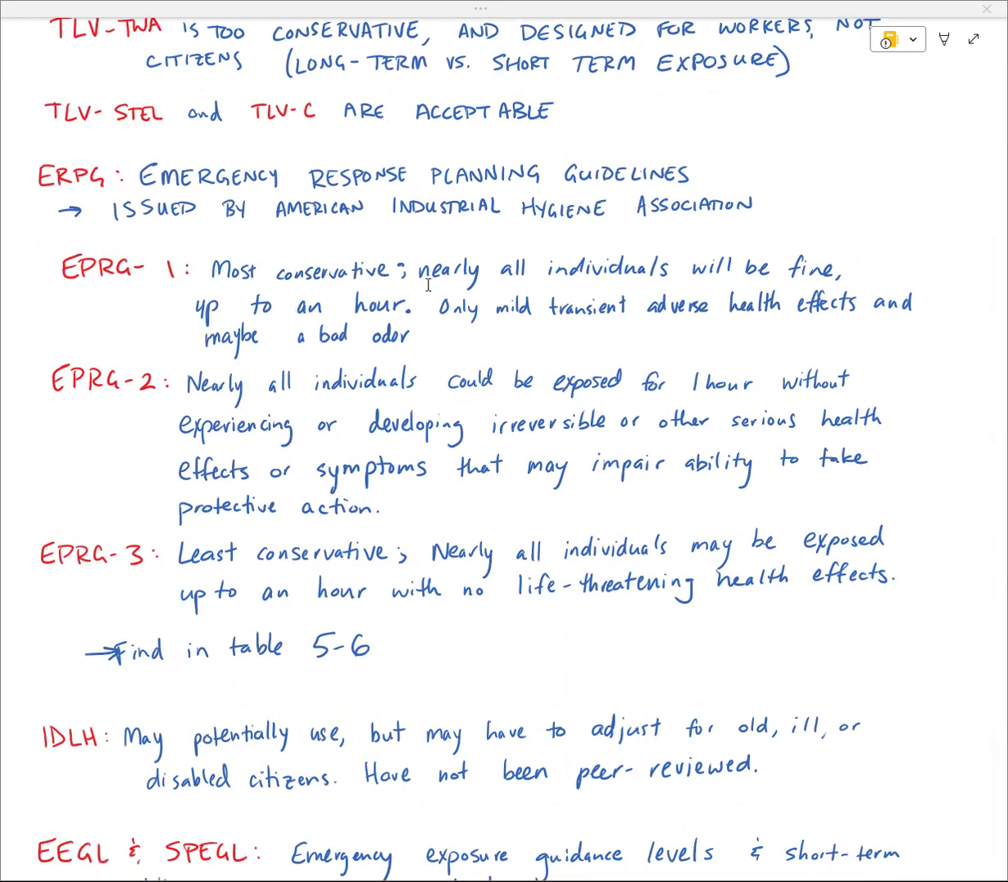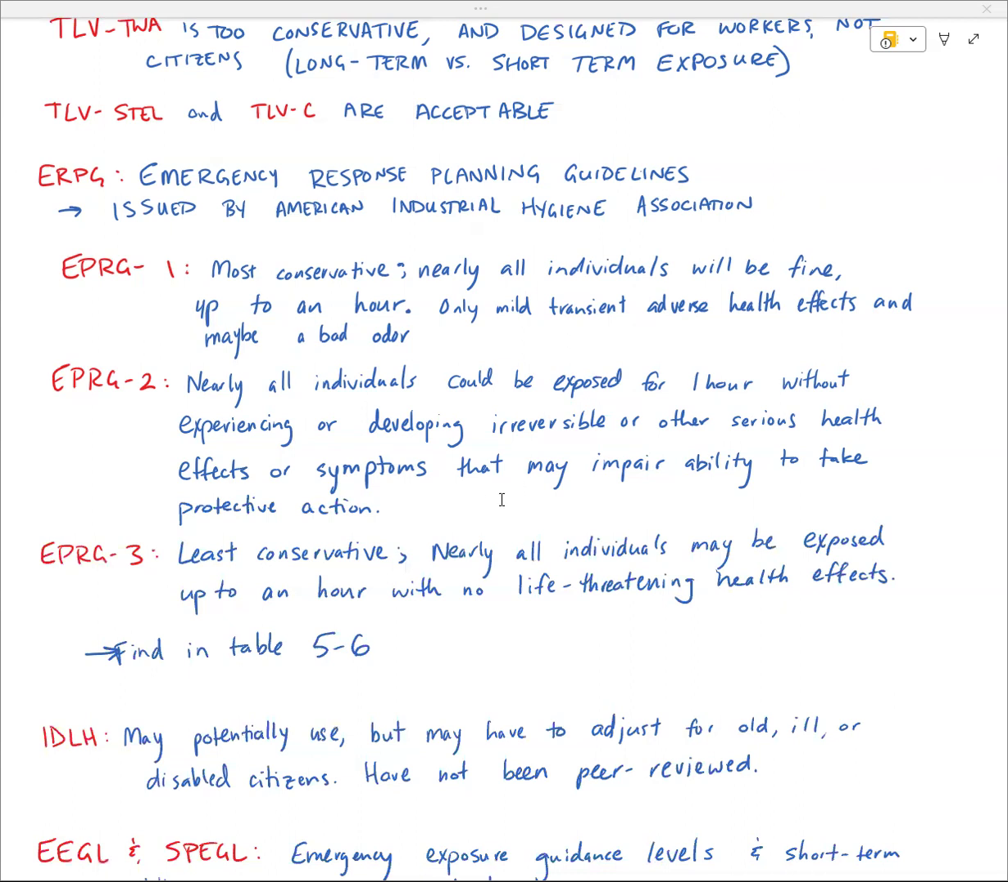For ERPG-1, nearly everybody is going to be fine for up to an hour. So expect only mild, transient health effects, and maybe a bad odor. So something that is potentially bothersome, not necessarily hazardous. ERPG-2 is where nearly all individuals could be exposed for 1 hour without experiencing or developing irreversible or other serious effects or symptoms that may impair their ability to take protective action.